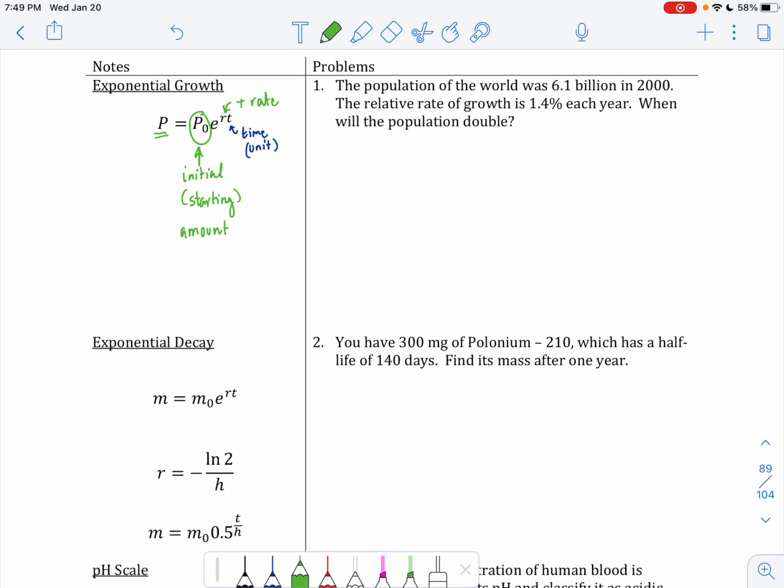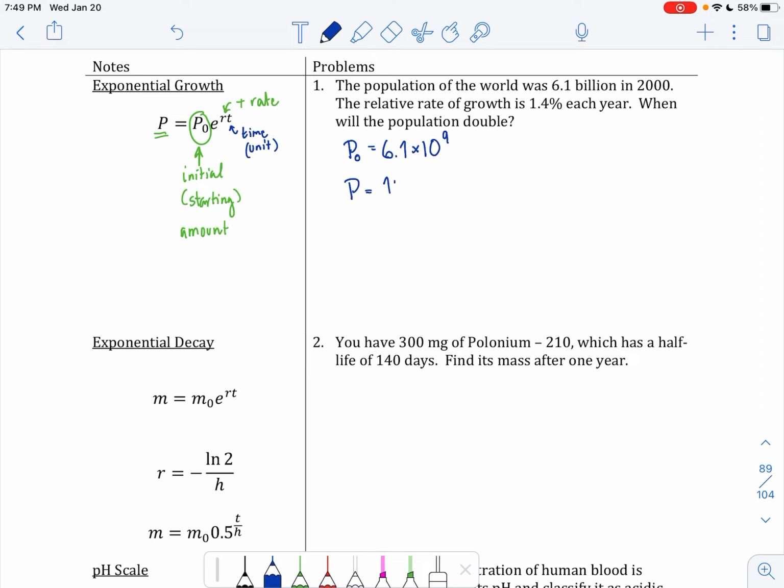So the population in number 1 of the world was 6.1 billion in 2000. The relative rate of growth is 1.4% each year. When will the population double? So the way that you can solve this is it gives you the initial population, not obviously from the beginning of time, but from when it's starting. And so that's 6.1 times 10 to the 9th for billion, just to make it a little bit more straightforward.